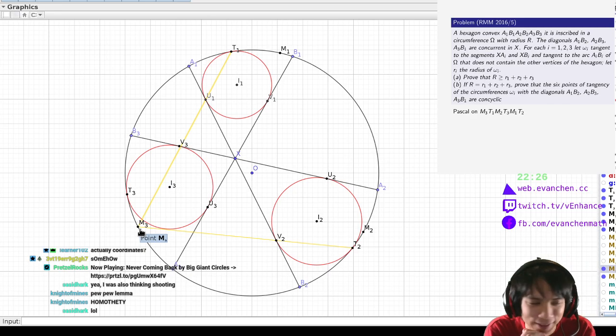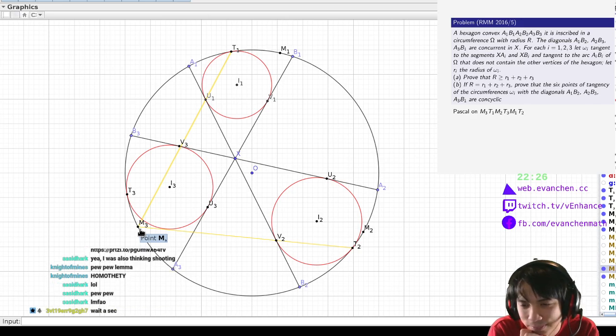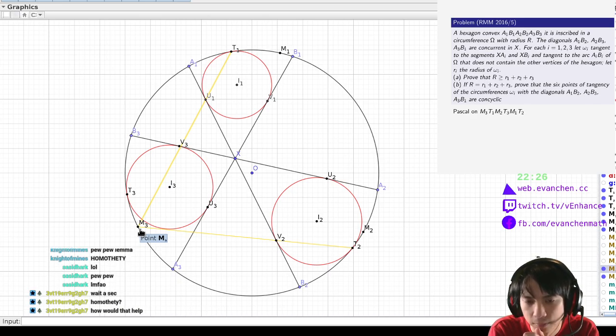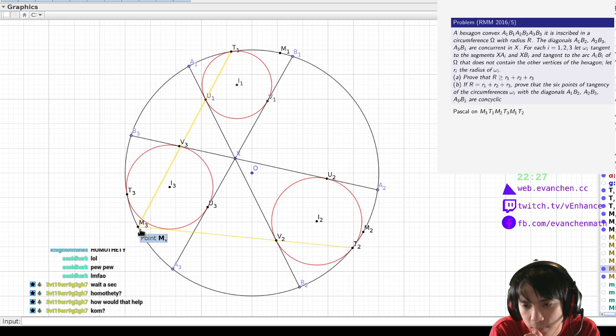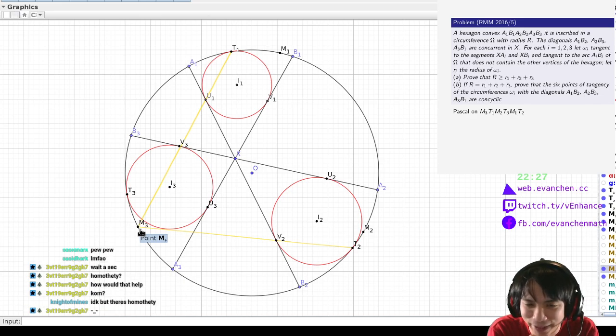So that's something, but what does that do? I don't know. There's homotopy. I know there's homotopy. I just don't see what to do with it. I almost want to take the homotopy from the red circles to each other. T2, T3 intersect A2, B3 will be the center of some homotopy between the red circles or something like that. But I don't know what that does. I don't know what X does either.